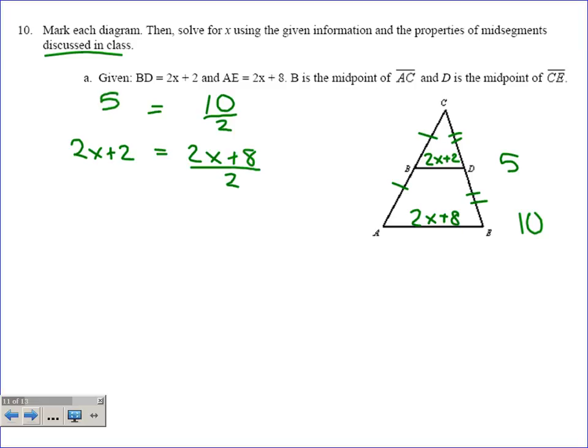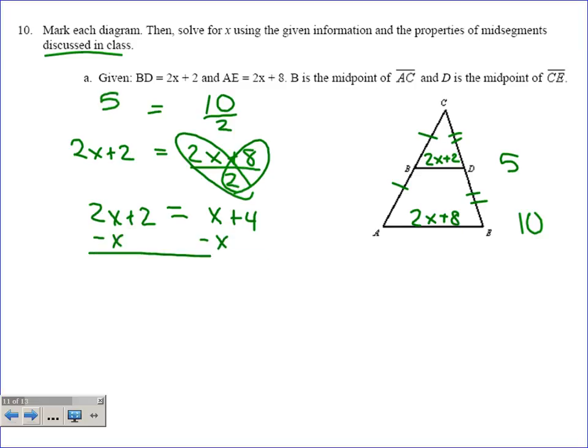So we can actually divide these by 2. So that'd be x plus 4. Remember, divide both pieces, this part and this part, by 2. That looks like a heart. Or a romantic. Kind of. Not really. Subtract x from both sides. We have x plus 2 equals 4. Subtract 2 from both sides. X equals 2.